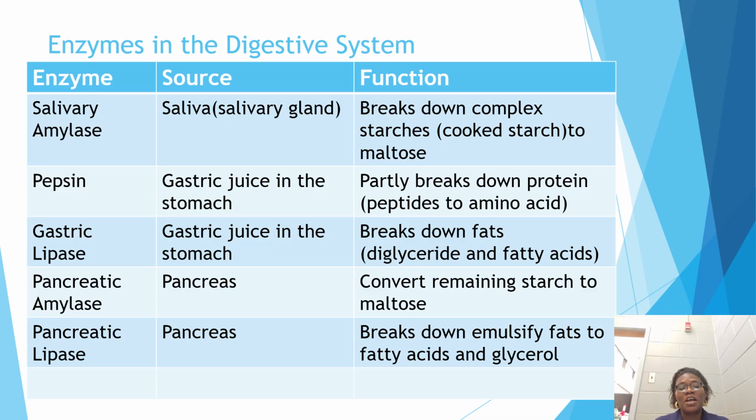So the pancreatic amylase helps in the conversion of starch to maltose. The starch that it converts here is mostly starch that is not cooked. That's what we mean by remaining starch. Then we also have pancreatic lipase. Pancreatic lipase is the lipase that is secreted by the pancreas. It also helps to emulsify fat. That is, it puts the fats together and converts them to fatty acid and glycerol.